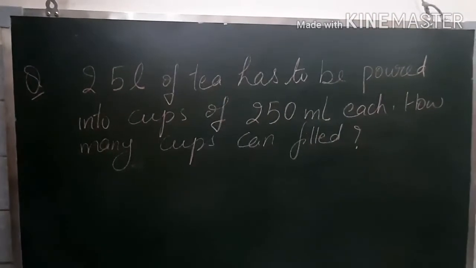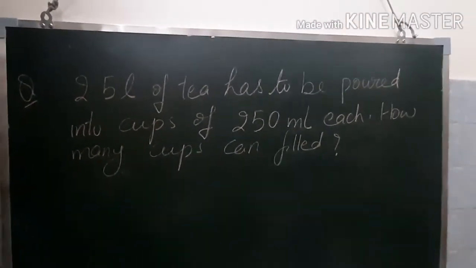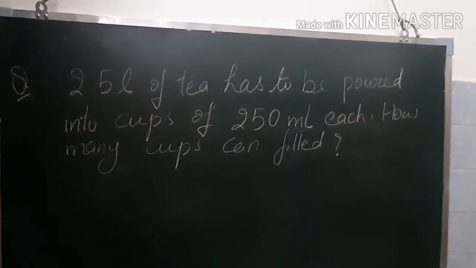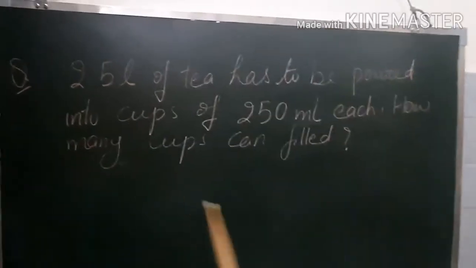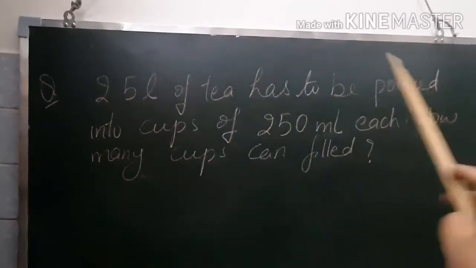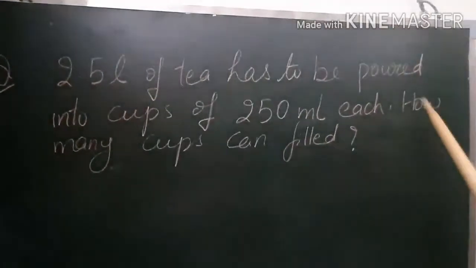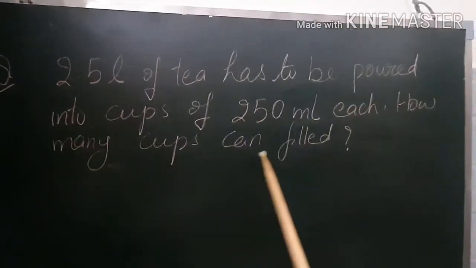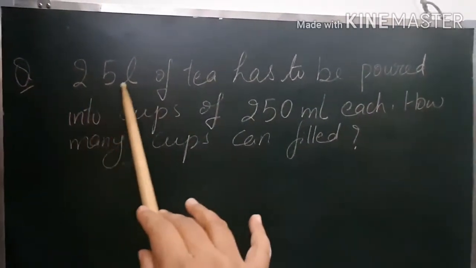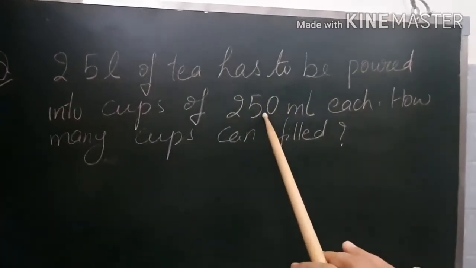As capacity follows the same rule of measurement and weight, today I am going to explain how to solve word problems directly. For example, you have 2.5 liter of tea which has to be poured into cups of 250 ml each. Now you have to find how many cups we can fill with that much tea. You have 2.5 liter of tea and the capacity of a cup is 250 ml.